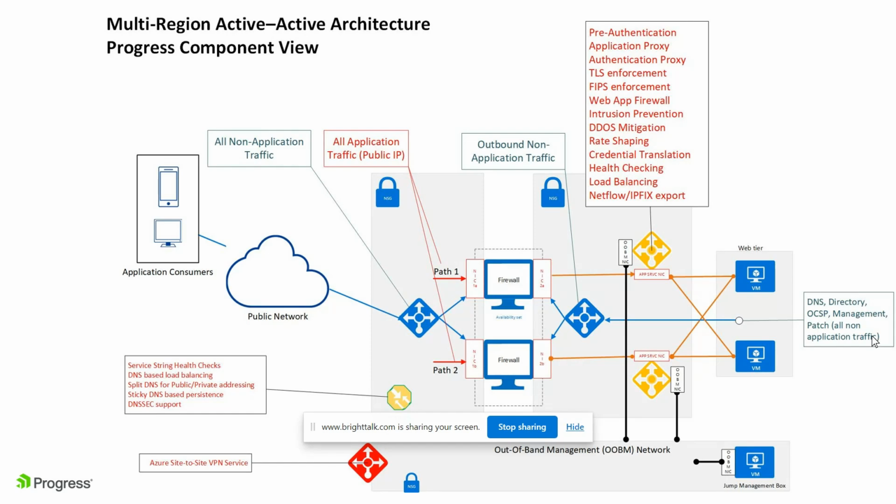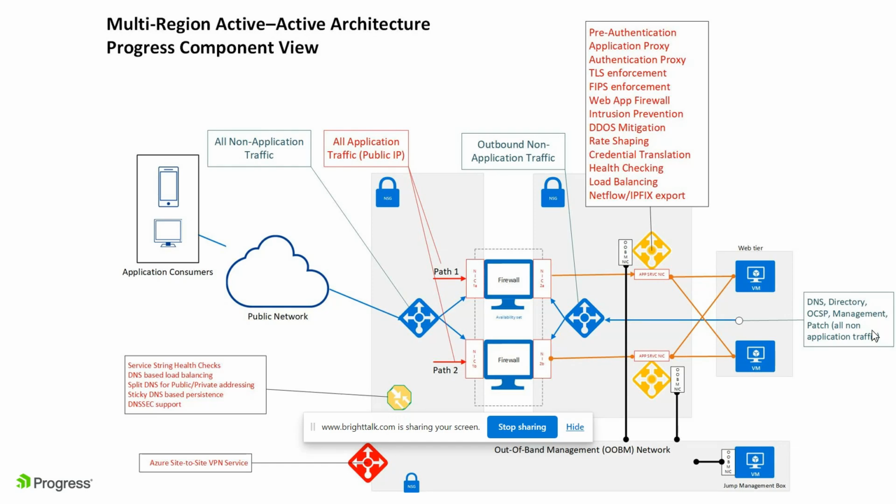You'll notice also the blue diamonds in here are Azure load balancers, and the gold ones are a product from Progress called LoadMaster. The LoadMasters are enterprise-grade load balancers, which means that they can do all of those things you see in this little red box above that gold triangle: pre-authentication, application proxy, authentication proxy, TLS enforcement, encryption standards enforcement, web application firewall, intrusion prevention, DDoS mitigation. They can do rate shaping and QoS controls, and credential translation.